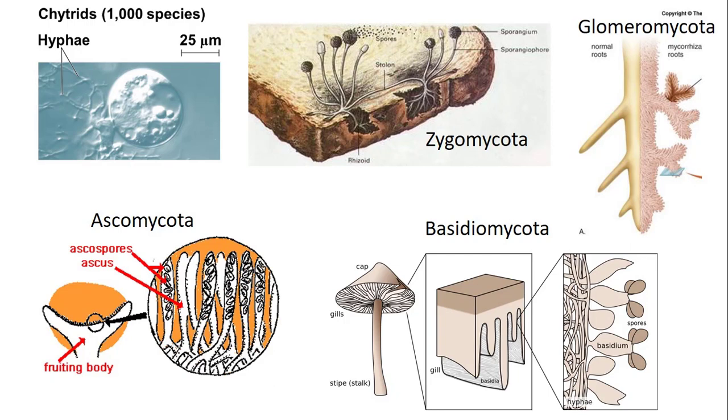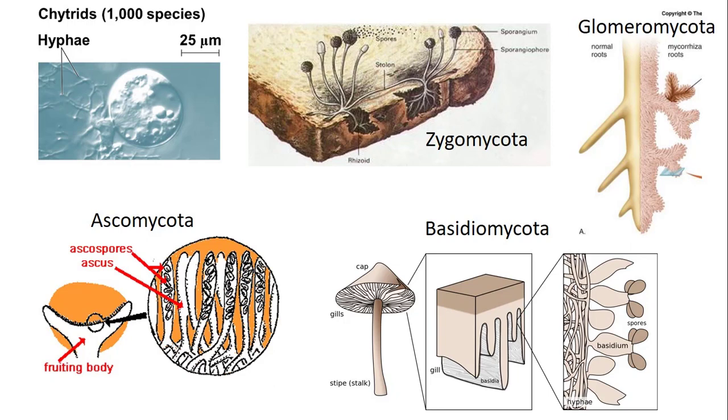So just to summarize how to differentiate among these 5 groups of fungi. Chytrids are aquatic. Their spores are flagellated. We call them zoospores. Zygomycota produce zygospores, and they are cenocytic. They have no septa in their hyphae. Glomeromycota, they are the mycorrhizae. Ascomycota, they produce asci, so their sporangia in sexual reproduction is called an ascus, and these sporangia will produce ascospores.